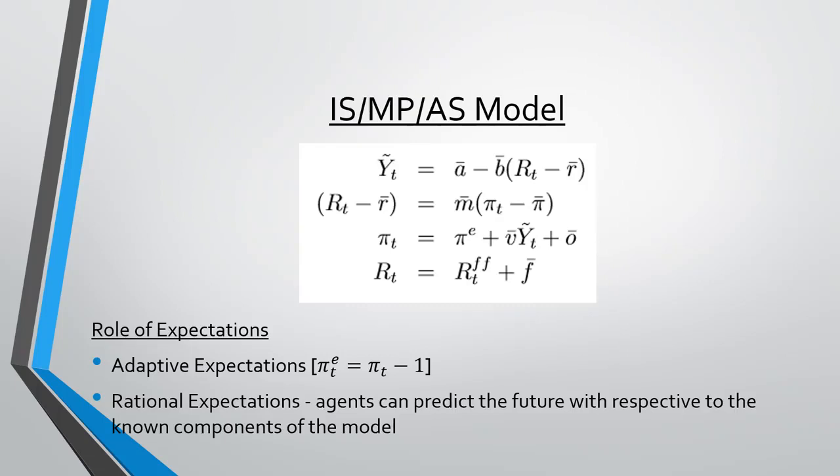Adaptive expectations essentially is the existence of sticky inflation, where the inflation in the previous period influences the current period. And rational expectations is basically agents are able to predict the future with utmost certainty, and therefore monetary policy has no effect on an economy.